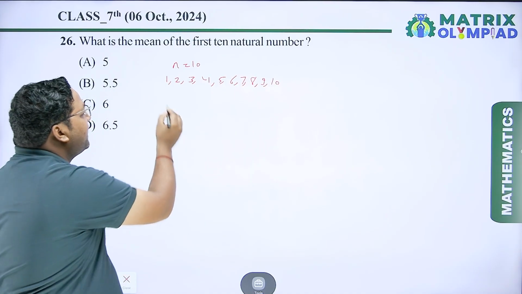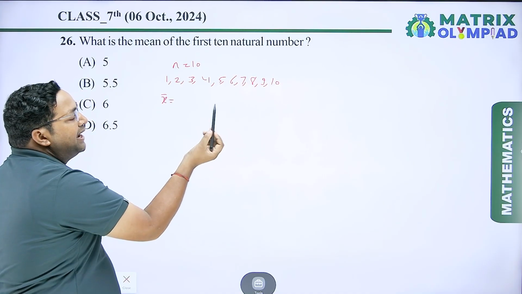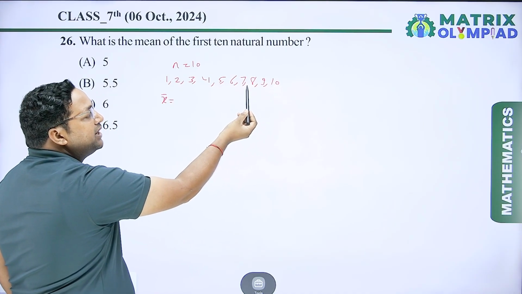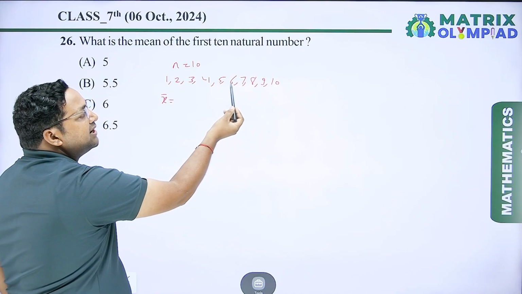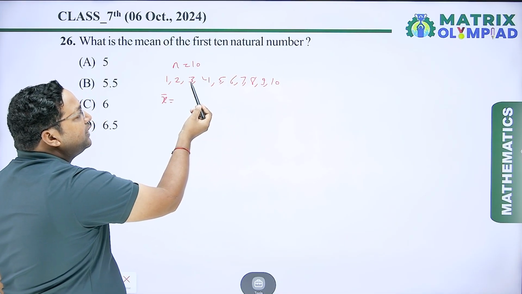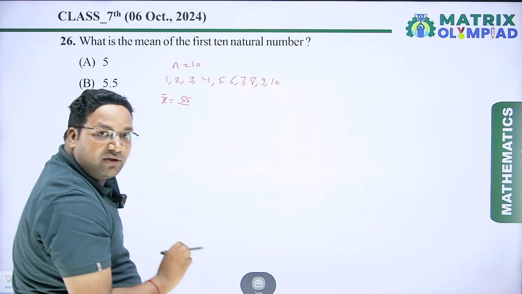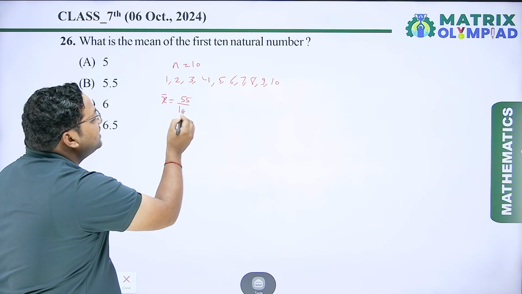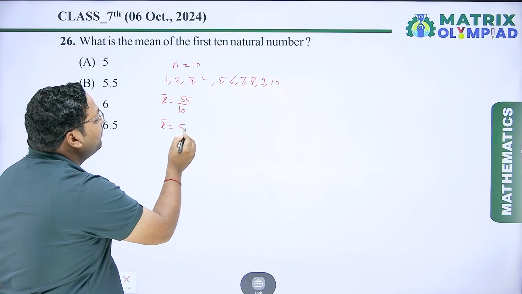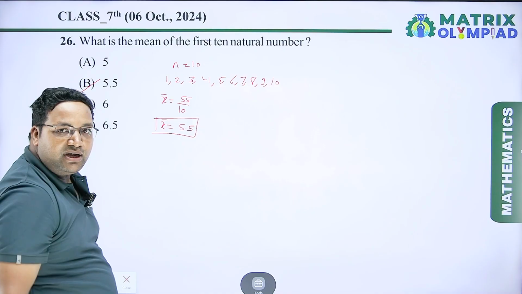So mean x bar is equal to sum of all the observations. So let's add all these numbers. So 10 plus 9 is 19, 19 plus 8 is 27, 27 plus 7 is 34, 34 plus 6 is 40, 45, 49, 52, 54, 55. So sum of all the observations is 55, divided by total observations, which is 10. So mean x bar is equal to 5.5. So correct option is B, 5.5.